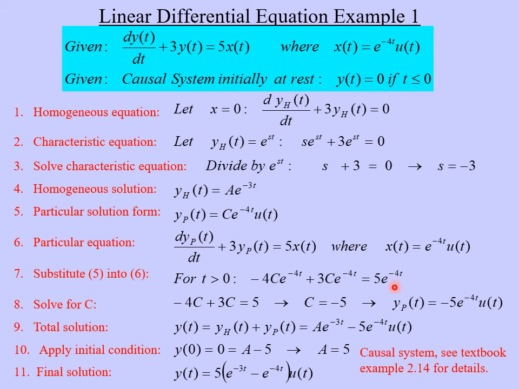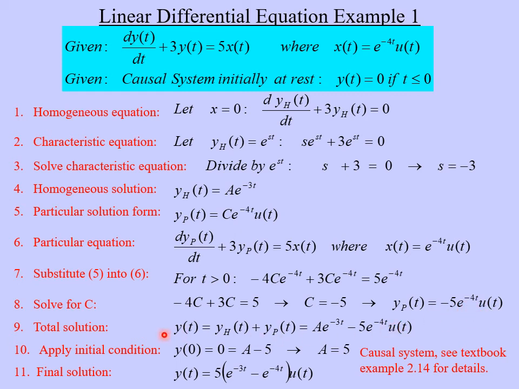So notice that this thing, it's a little messy looking, but it cleans up very nicely because each term has e to the minus 4t in it. So I can immediately cancel all of those. And I end up with minus 4c plus 3c equals 5. Well, that's easy to solve for. That's c equals minus 5. So therefore, my particular solution is minus 5 times e to the negative 4t times the step function.